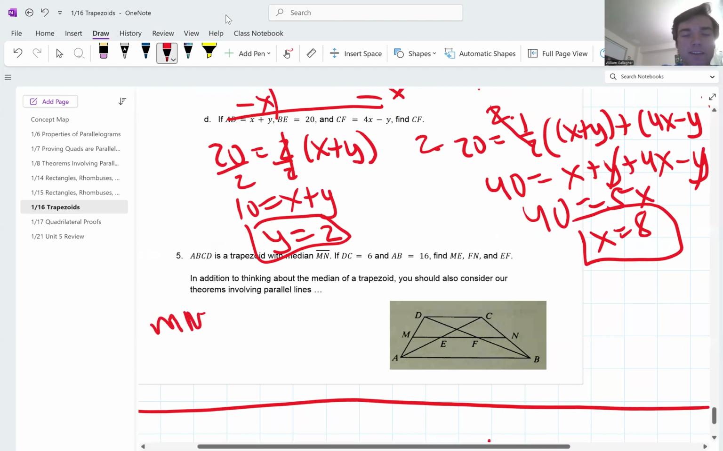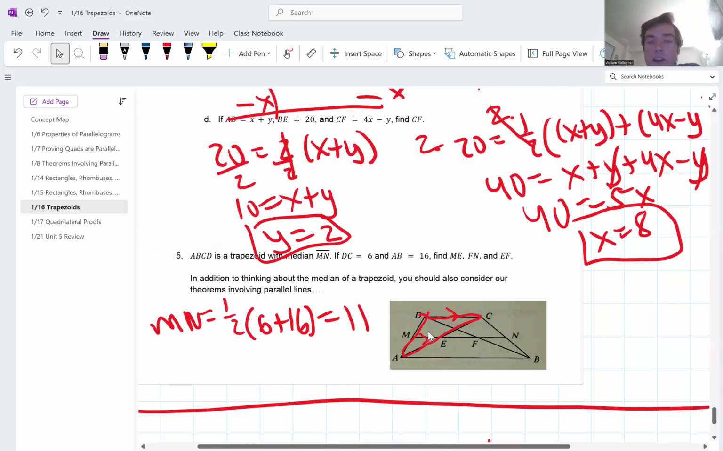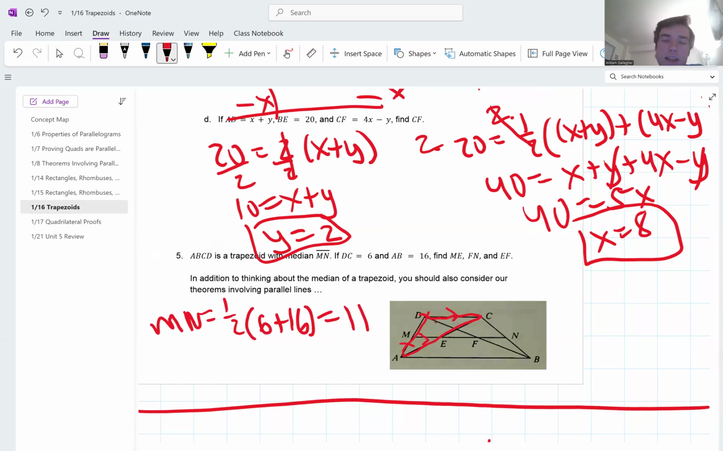Let's start off by figuring out what MN is. So MN is the median, so it's 1/2 of 6 plus 16. So 1/2 of 22 is 11. But the problem is we have 3 parts of MN. And I would ask that you look here at this triangle. MN is parallel to both of the bases. So that little part ME is going to be parallel to DC, and it's also going to be drawn from the midpoint of one side.